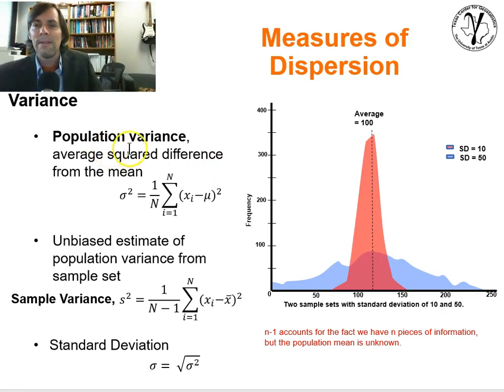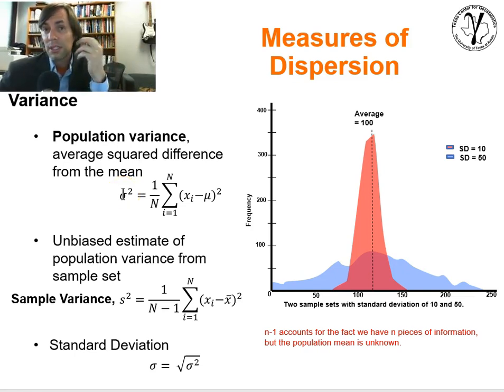The variance is the most straightforward measure to consider for that. It's very compact, it's very useful. The population variance is the average squared difference from the population mean. If we take the average of all of the squared differences between all the data values and their population mean, that would get us the population variance.